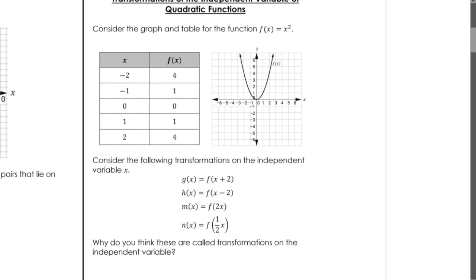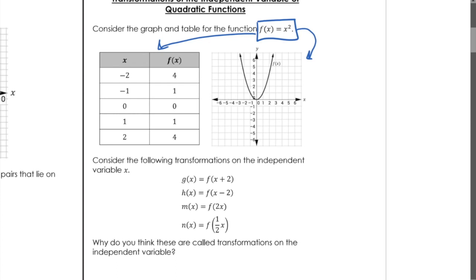So first of all, this whole thing right here matches this, and this is the graph of this equation. Basically what this is saying is if you put -2 in for x, you get 4. If you put -1 in for x, you get 1. 0, you get 0, so on and so forth.